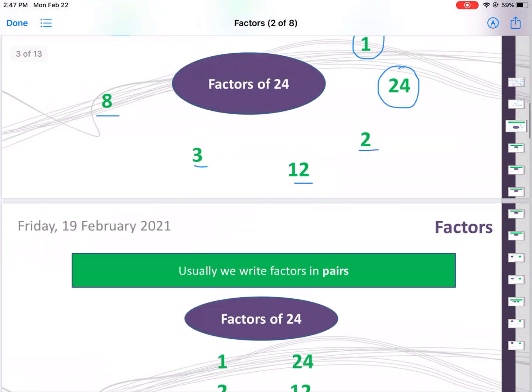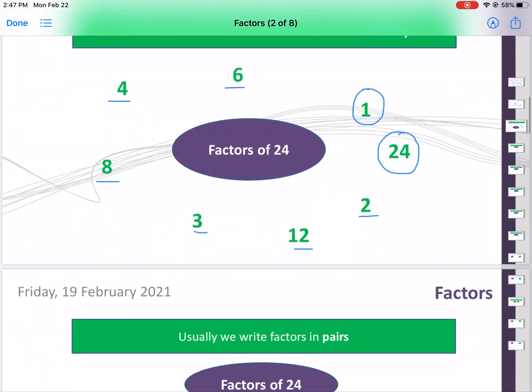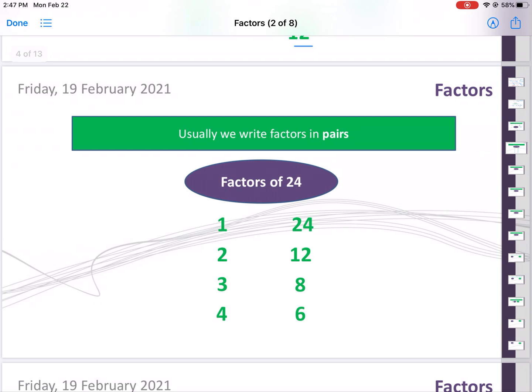So the factors of 24 can be displayed like this. I've just scattered them all around 24. What we normally like to do is to list them into factor pairs. So in this case we have 1 and 24, and actually what we'll find is if we times each of these factor pairs together, we will make 24. So essentially what we're doing when making these lists is to come up with two numbers that we can multiply together to make the given number, in this case 24.